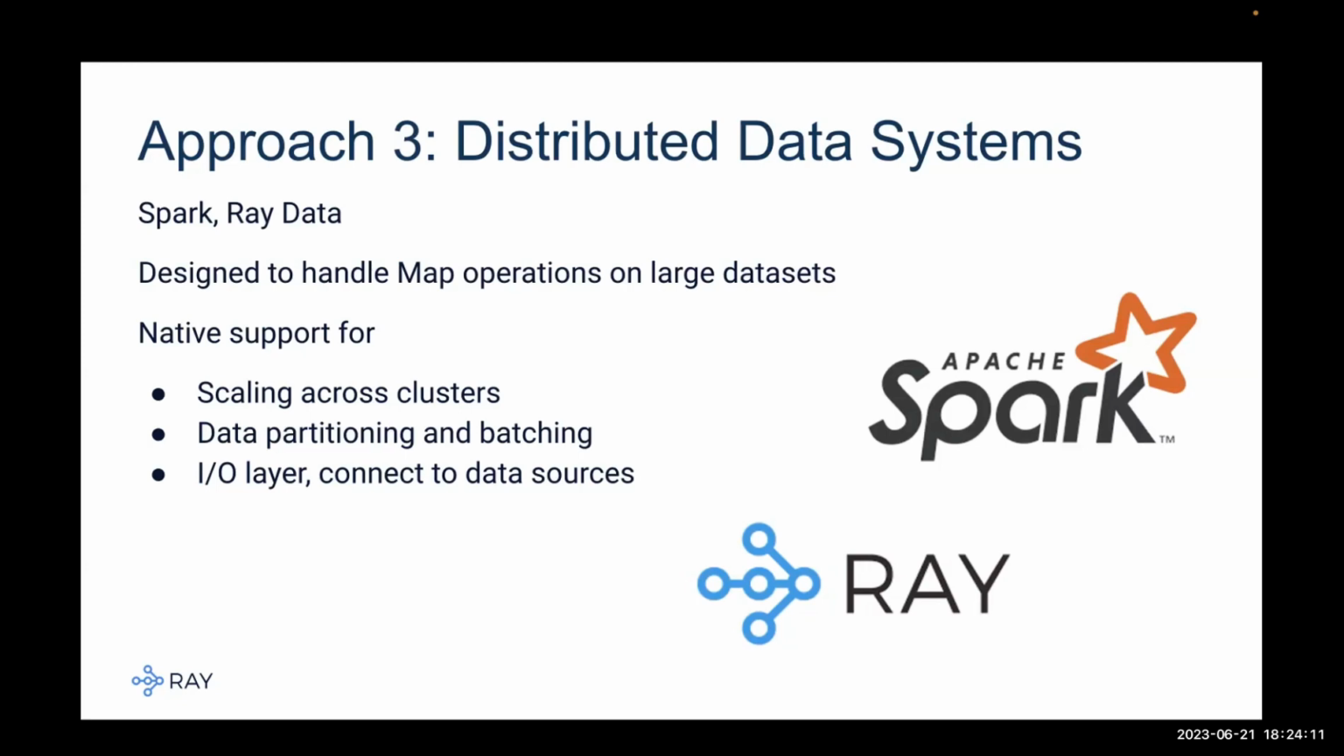That's really, for the most part, what the problem is, right? So here we're talking about Spark or Ray datasets. These frameworks have support for scaling across clusters. They have support for partitioning your data and batching it as needed. They also have connectors to a variety of different data sources. They can read from cloud storage and things like that, right? So this category of solutions really is what's most ideal for the batch inference workload, as opposed to the first 2.